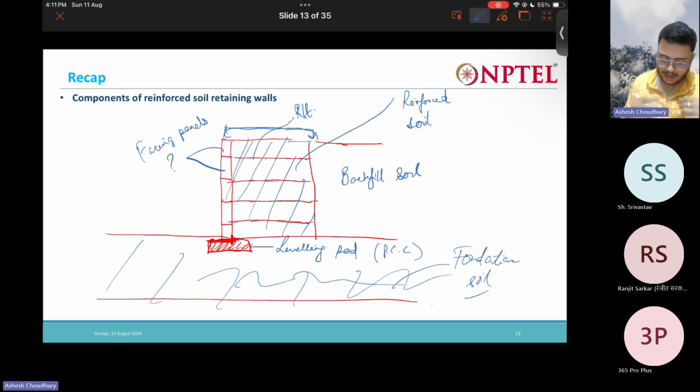Okay. Next we will see a video by Strata. Strata is a company, as you all know, that has geosynthetic products, and they design these geosynthetic structures. So we'll see one video from Strata where they have completely shown the process from the start to the end, how reinforced soil retaining walls or reinforced soil walls are constructed.